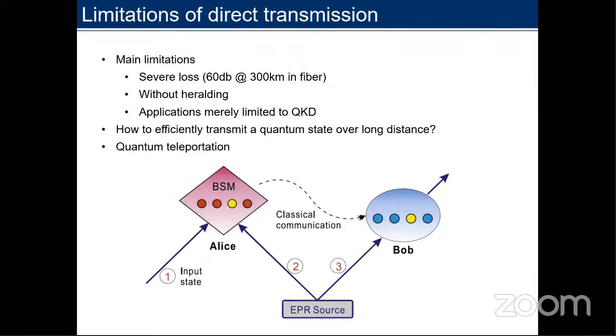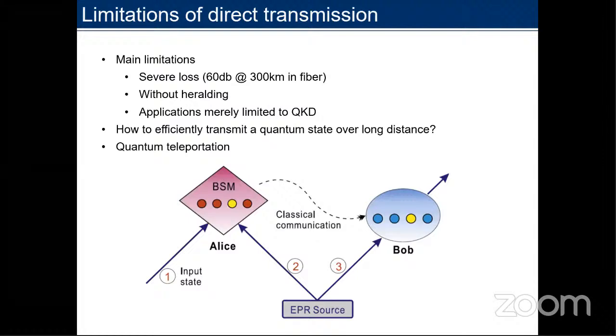As we know, photons are the best carrier of qubits for quantum communication. Most experiments make use of direct transmission of single photons or entangled photons. However, direct transmission suffers from severe losses. For instance, in a 300 kilometer long standard fiber, the loss is around 60 dB, which means that if we send 1 million photons, merely one photon on average can arrive at the destination. More severely, the surviving photons are not heralded, which means that you have to destructively detect them to verify the survival. These limitations of direct transmission restrict its application mainly to QKD.